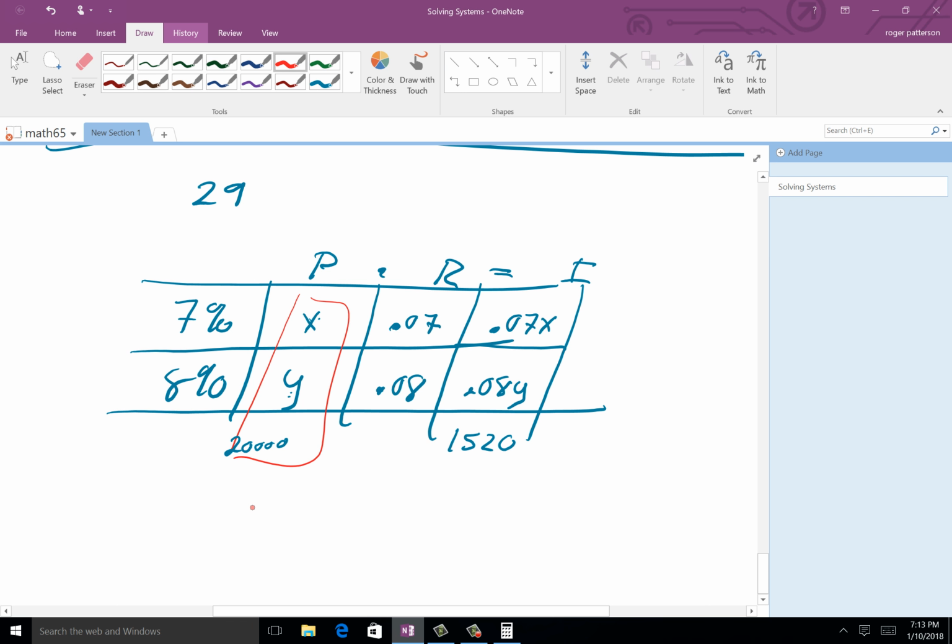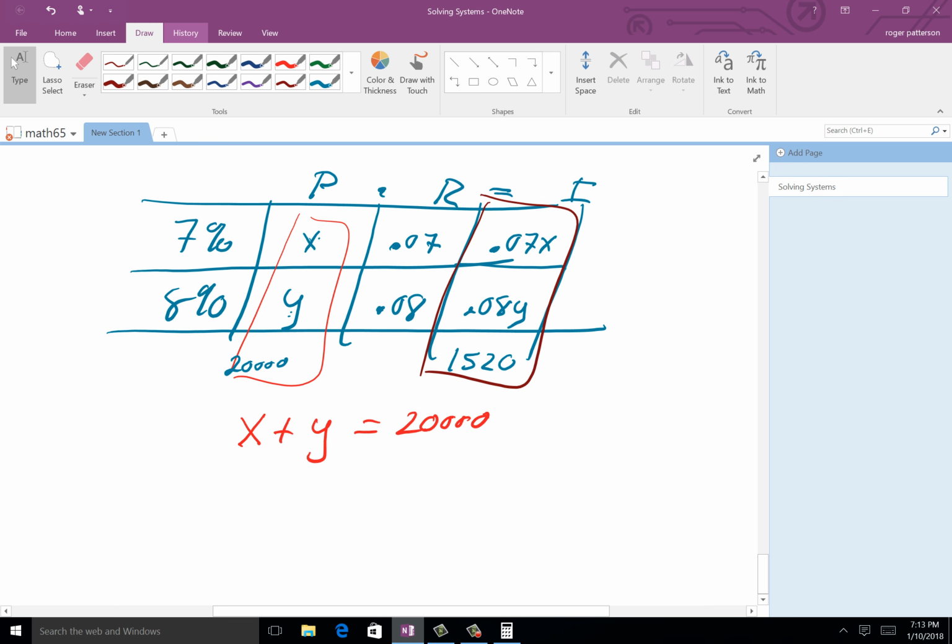Let's think about it. So we have x plus y equals 20,000. Very good. Okay, and then from this one, what could we write? Same idea. 0.07x plus 0.08y equals 1,520. Yeah, that's right. There's my two equations. Okay. So these money problems are going to work like that. Every one of them is.